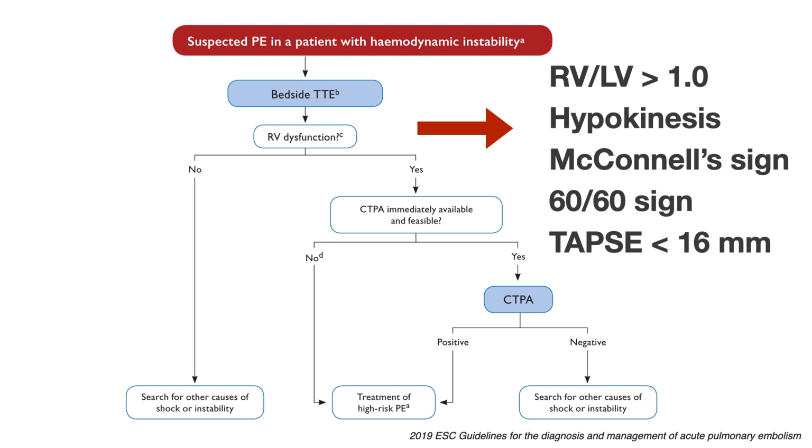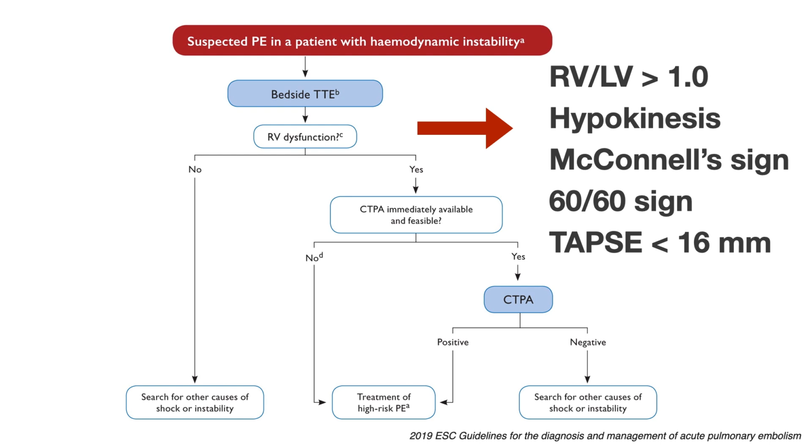According to the ESC guideline, in suspected high-risk PE with hemodynamic instability, bedside echocardiography and CTPA are recommended for diagnosis in hemodynamically unstable patients with suspected acute PE. If there is no echo sign of right ventricular dysfunction, search for other causes of hemodynamic instability.